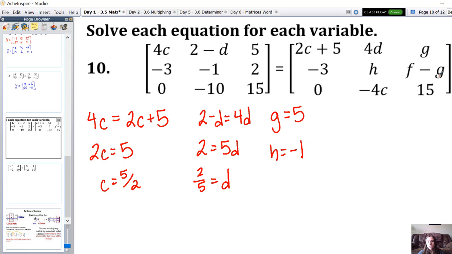Then we have f minus g, which we already know is 5, equal to 2. So I'm going to put f minus 5 equals 2. Add 5 to both sides, so f is 7.